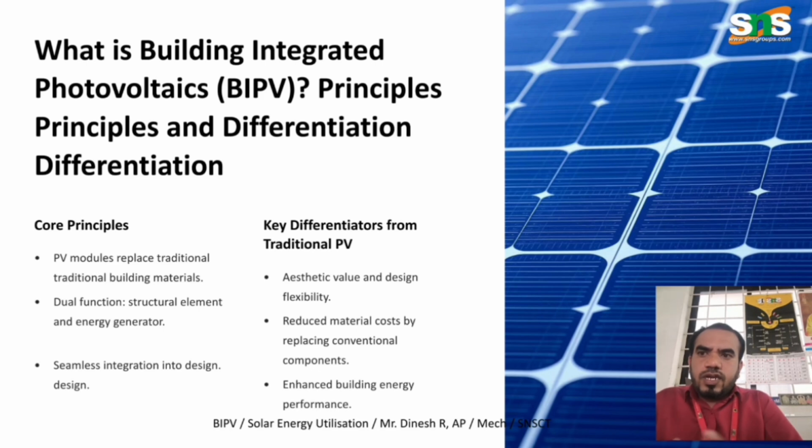Next, it has a dual function, as a structural element and for energy generation. While using photovoltaic cells, BIPV provides the structural alignment, and the photovoltaic cell is also used for generating energy. So that's what we call a dual function.